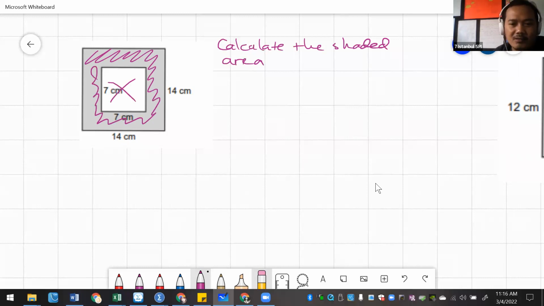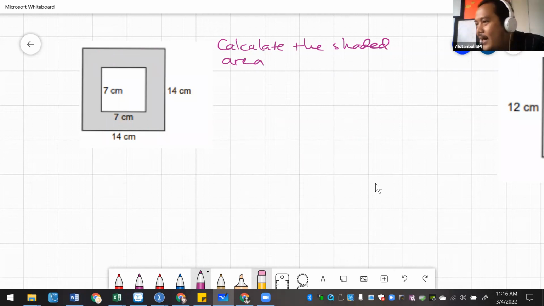So, question. How do you think we can get the area of that shaded thing? How, guys? Aruni, what do you think? I don't know, sir. Okay, Cynthia? I want to try, sir. Oh yes, go ahead, Aira.